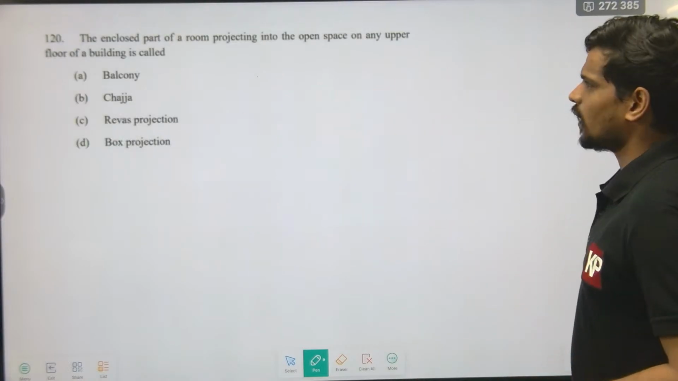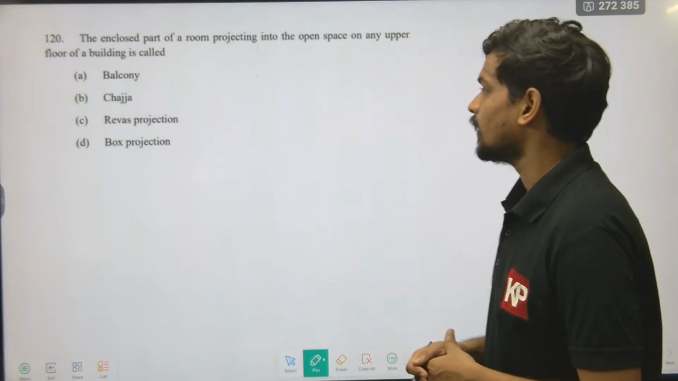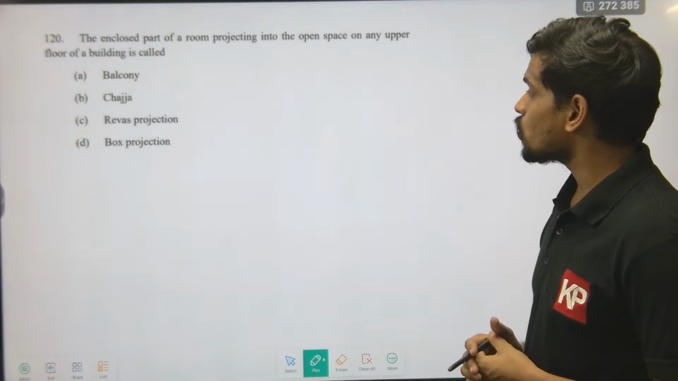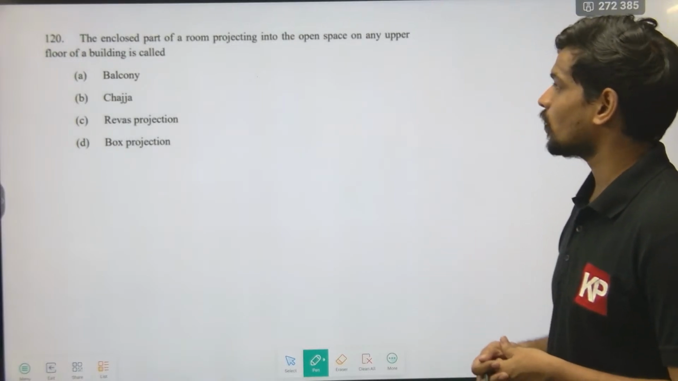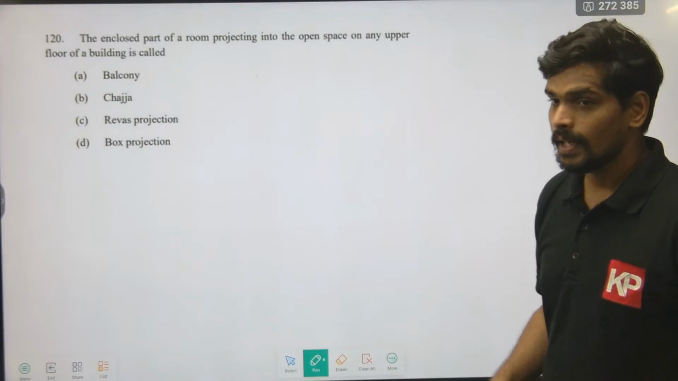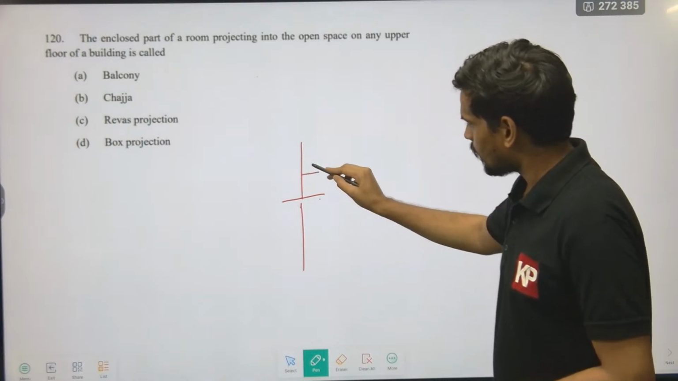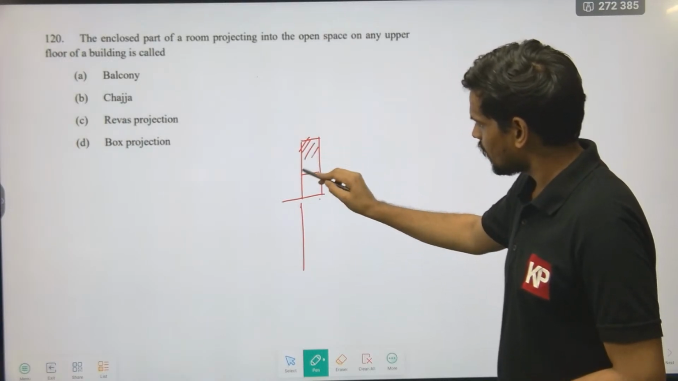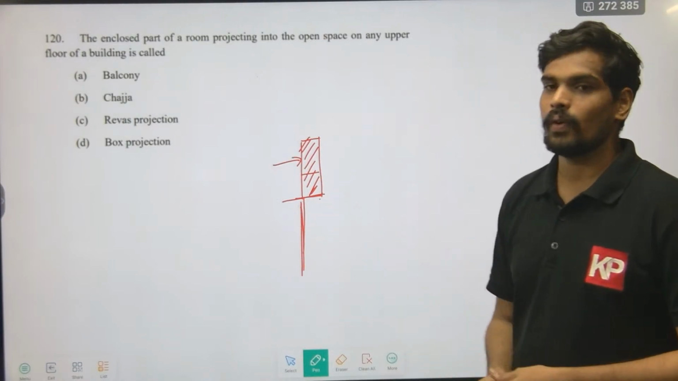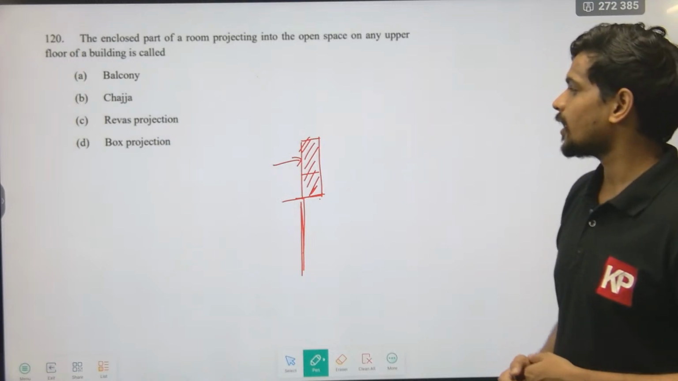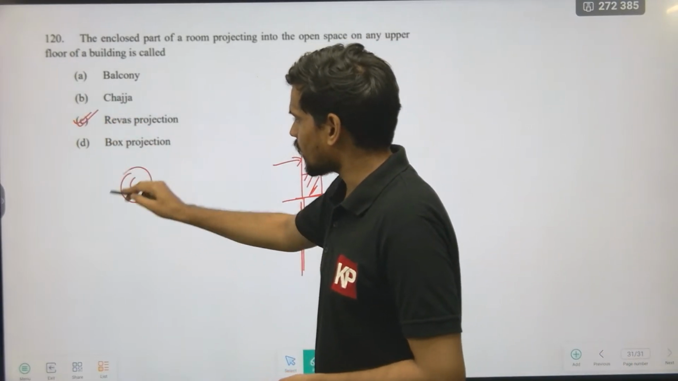So that is 119. The last question of the 2016 question paper for UPSC, 120. The enclosed part of a room projecting into the open space on any upper floor of a building is called what? If you have an upper floor of a building, a projecting part of the upper floor which is an enclosed space, part of the room, but projecting beyond the level below it. What is that called? Balcony, chhajjar, reverse projection, box projection. Reverse projection would be the appropriate answer.